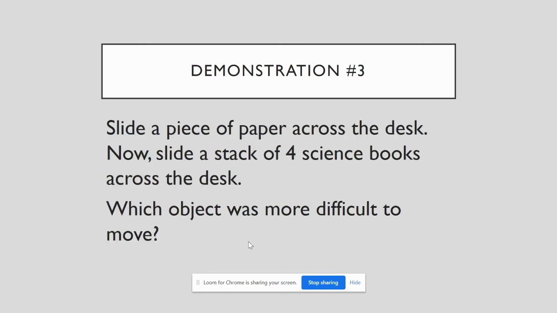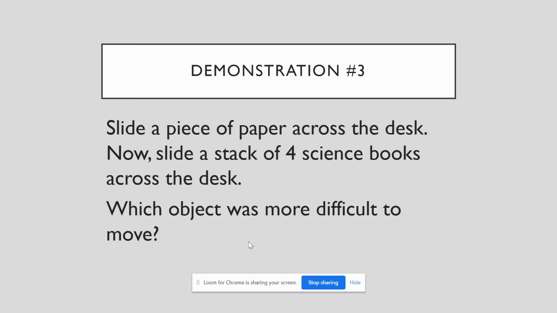All right, here, we'll get here. So we're going to slide a piece of paper across the desk, okay? So here, you can slide a piece of paper across the desk. All right, not too bad, okay? Then we're going to slide a stack of 4 science books. All right, now here's my stack of 4 science books. Slide those across the desk. All right. Which object was more difficult to move? Okay, obviously the 4 science books.